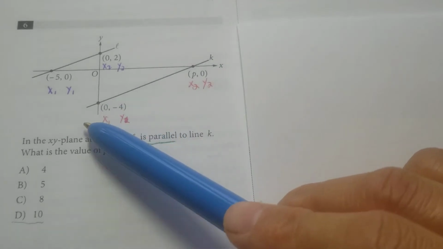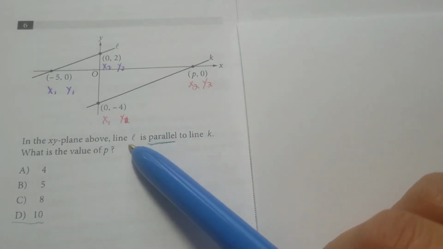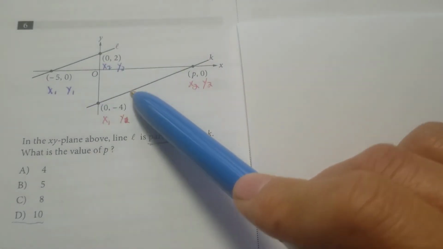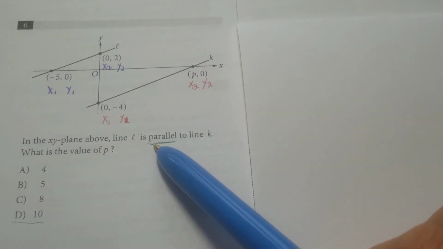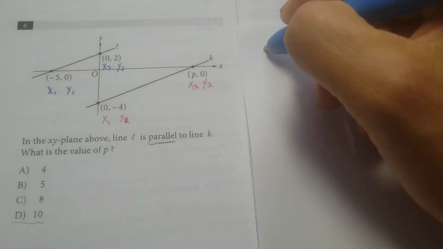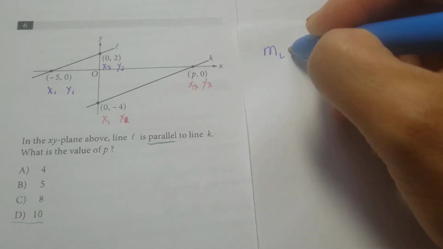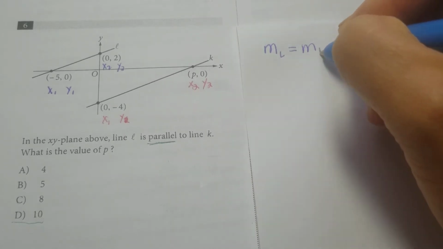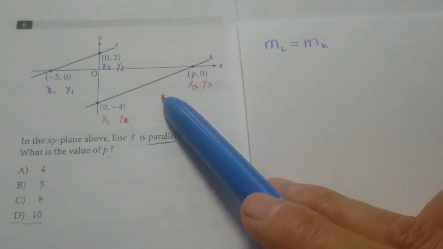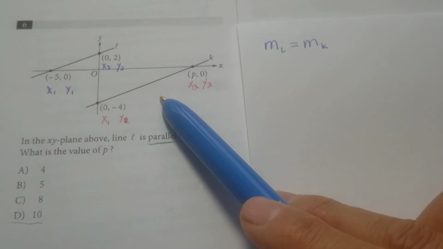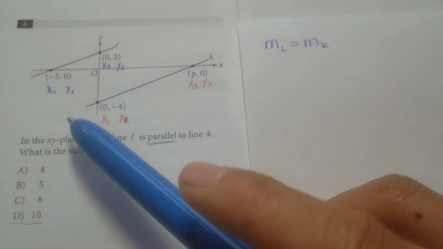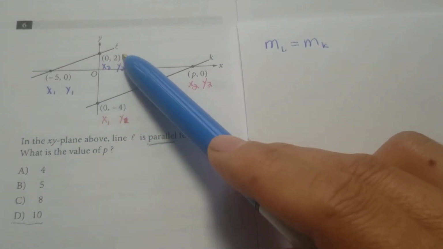When we read it, it says the line L is parallel to line K. When you read the word parallel, you should immediately think that the slope of L must equal the slope of line K. The only thing which can make them parallel to each other is that the slope must be the same. And then let's look at the line L.